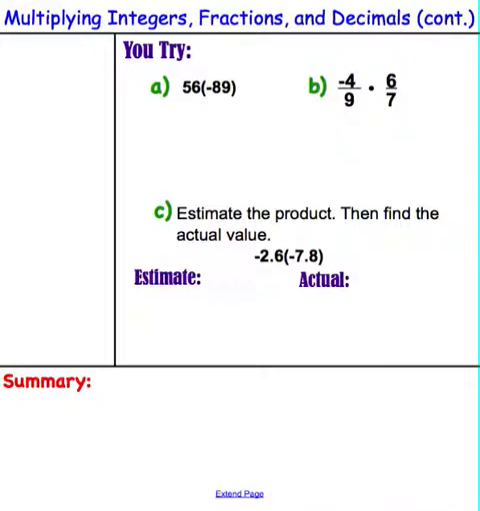Go ahead and solve these 3 problems, and then bring your answers to class and your questions tomorrow.